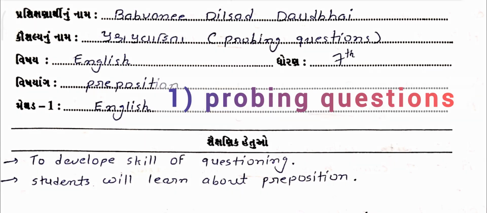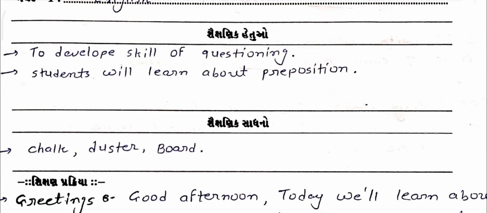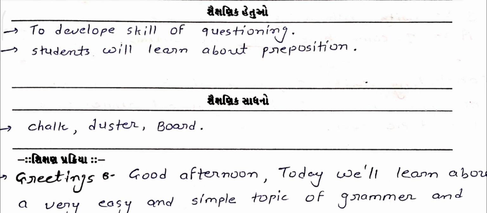It was my first micro lesson plan of probing questions, subject English and standard 7th. My topic was preposition. In all lesson plans, we have to define 2 objectives of the lesson. As you can see on the screen, I have written 2 points about Shaikshanik Hetu, means educational objectives. Here the first point is about the teacher trainee and the second point is about students. The first point is to develop the skill of questioning and the second is that students will learn about prepositions.